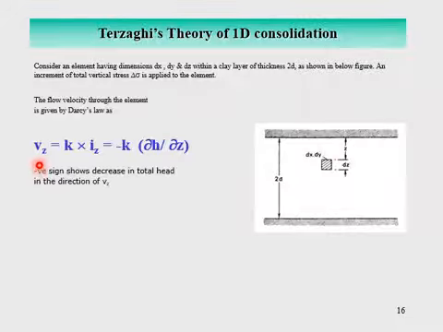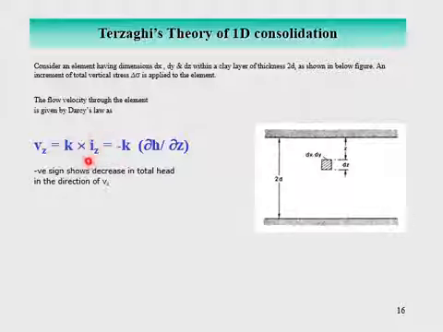vz is the velocity. When there is a change in total stress, there will be excess pore water pressure and water would drain out. There will be drainage of water through this soil element. The velocity in the z direction, in the vertical direction, is equal to vz. And Darcy's law says that vz is equal to k into iz. iz is the hydraulic gradient in the z direction. k is the permeability of soil in the z direction.